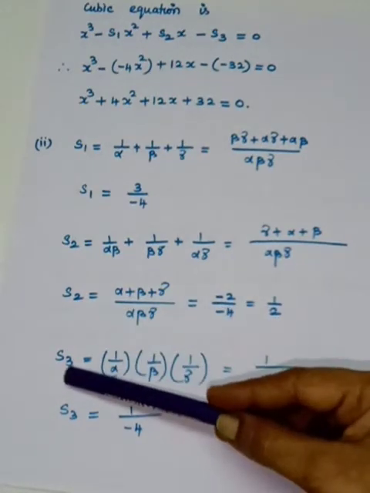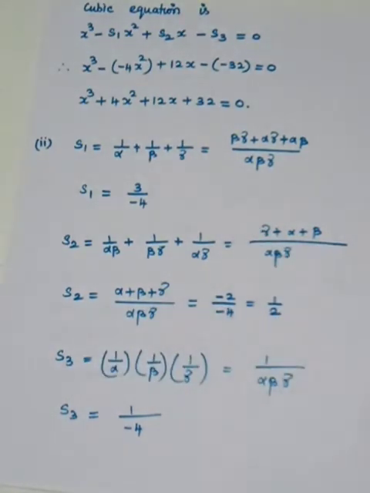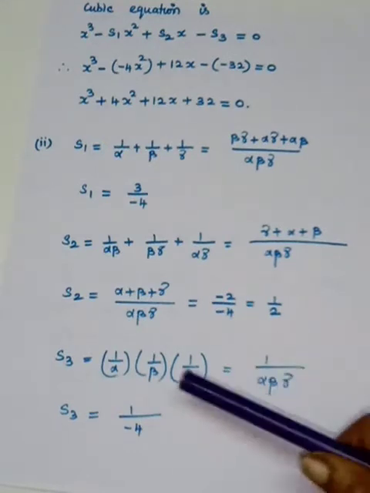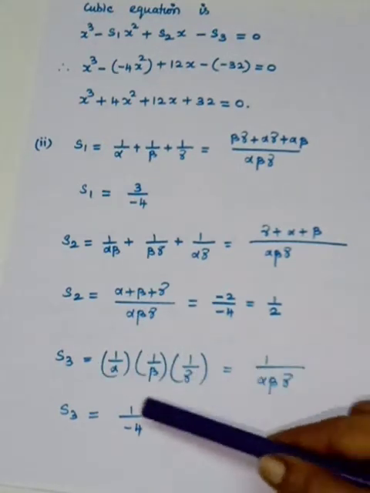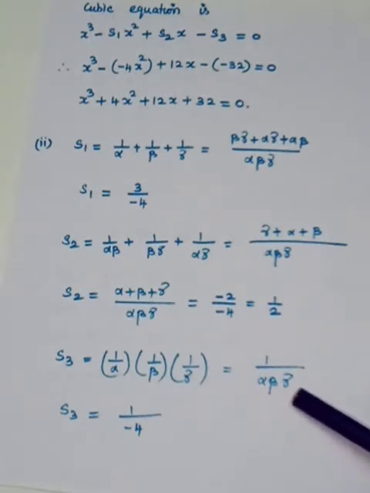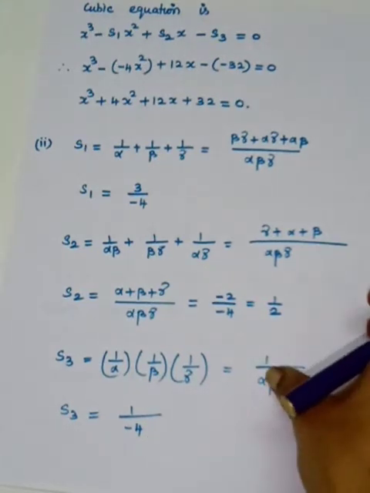Next you have to find S3. S3 means you have to take the product of all the 3 roots, that is 1 by alpha into 1 by beta into 1 by gamma. What is it? If you multiply, the numerator is 1, the denominator is alpha, beta, gamma. So alpha, beta, gamma is what? It is minus 4. So we have found S3.